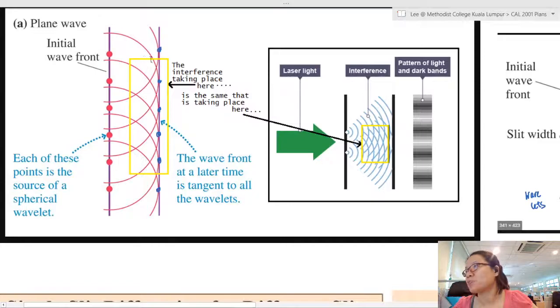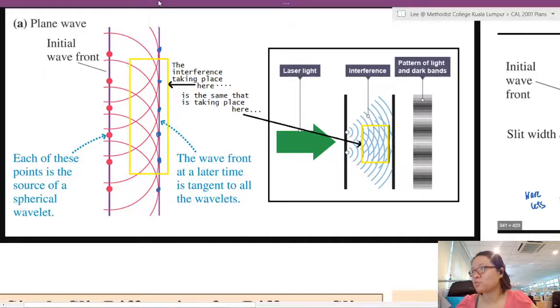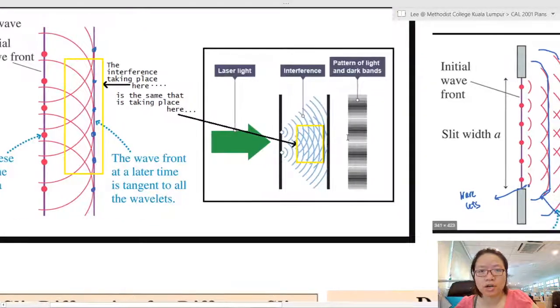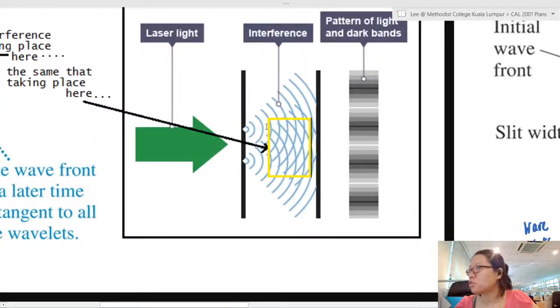Okay, because whenever these wavelets meet at these points, interference will take place. So this is the initial wavefront. Each point is the source. Whenever they meet here, they have some form of overlapping. Just like you can see whenever we draw the interference pattern, you will have the wave spreading out from the first source, wave spreading out from the second source, and where they meet, at this point here, you get those bright and dark fringes.